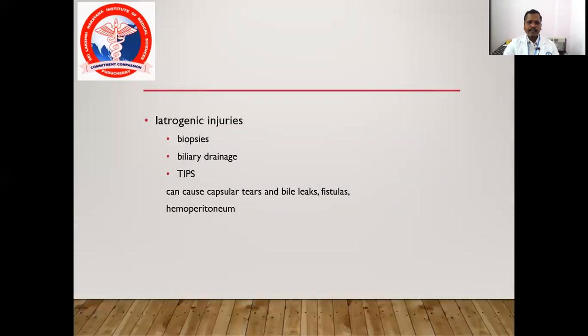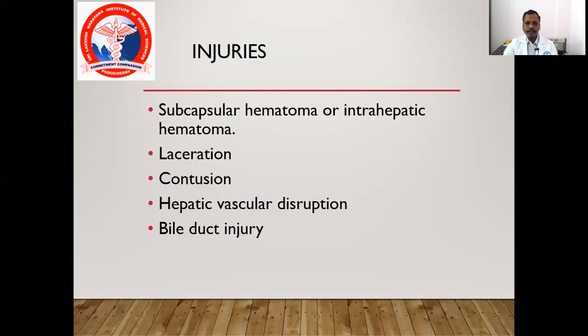Other modalities of injury are iatrogenic injuries, like when you take biopsies, do biliary drainage, or perform a TIPS procedure. The injuries can be listed as subcapsular hematoma, laceration, contusion, hepatic vascular disruption, and bile duct injuries.